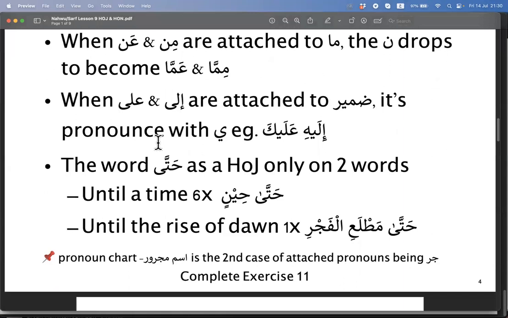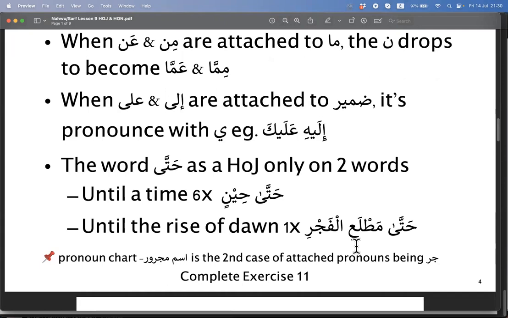And lastly, for the word hatta, as a half of jar it comes only with two isms: hatta hinin and hatta matla'i. In the Quran, hatta hin is there 6 times, hatta matla'i only one.